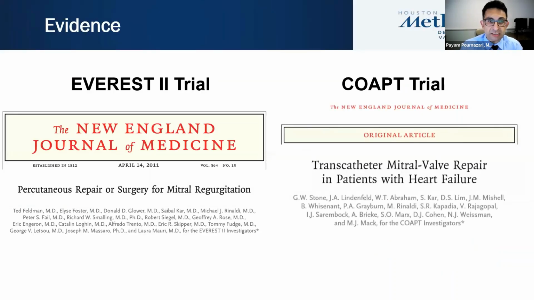The two trials that helped develop the transcatheter edge-to-edge repair are the EVEREST II trial, which was done in 2011 for primary mitral regurgitation, and then the COAPT trial that was done in 2018 for secondary mitral regurgitation. Both trials showed safety and efficacy of the device. EVEREST II showed sustained clinical improvement as measured by quality of life, heart failure status, and left ventricular ejection fraction improvement and function, but did not show any improvement in mortality. However, the COAPT trial, done for secondary mitral regurgitation, showed improvement in mortality, a reduction in hospitalization, and improvement in quality of life.